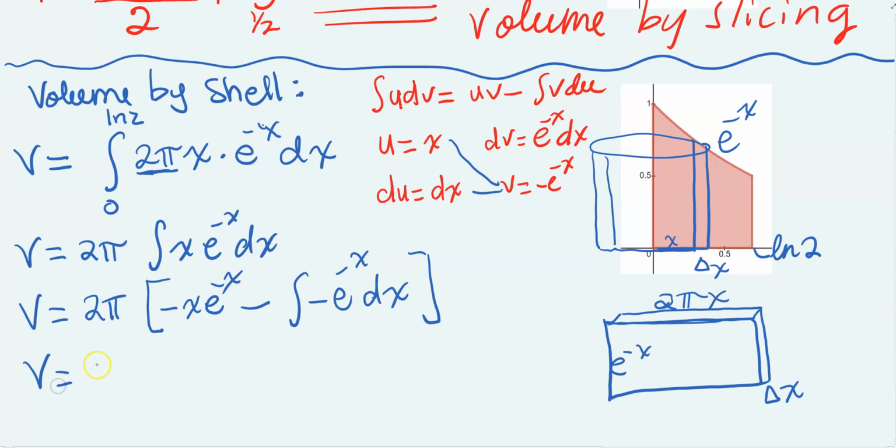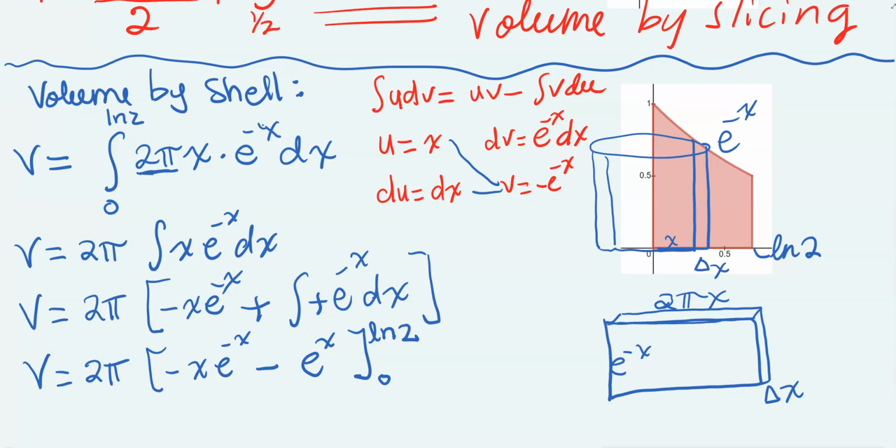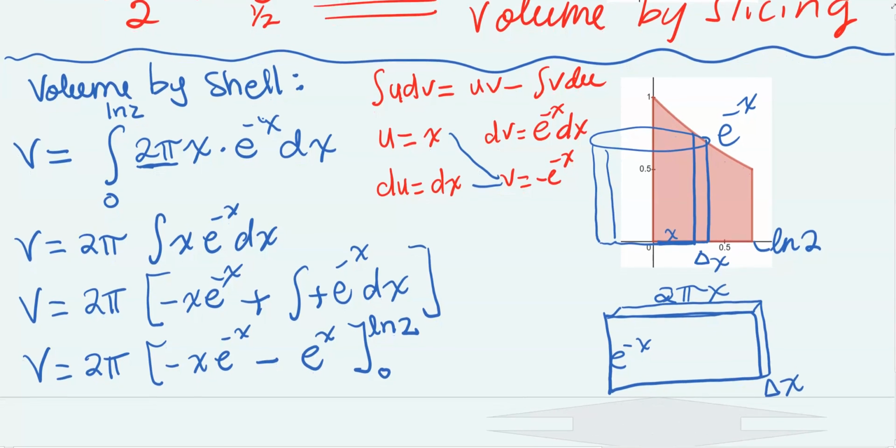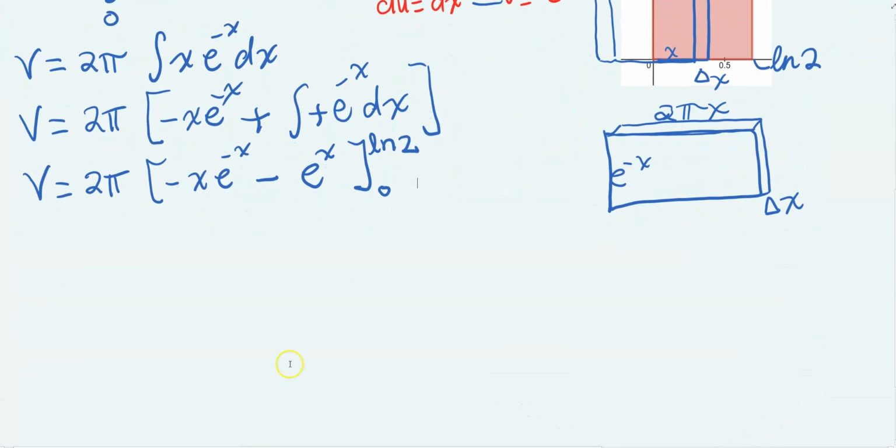So volume is equal to 2 pi, and here negative x e to the negative x minus, that is going to be a plus right there. The integral of e to the negative x dx is negative e to the negative x, and we are evaluating that from 0 to ln of 2. Okay, so now we can go ahead and plug in our limits of integration so that we can do the calculation for volume. Okay, so let's take a look.